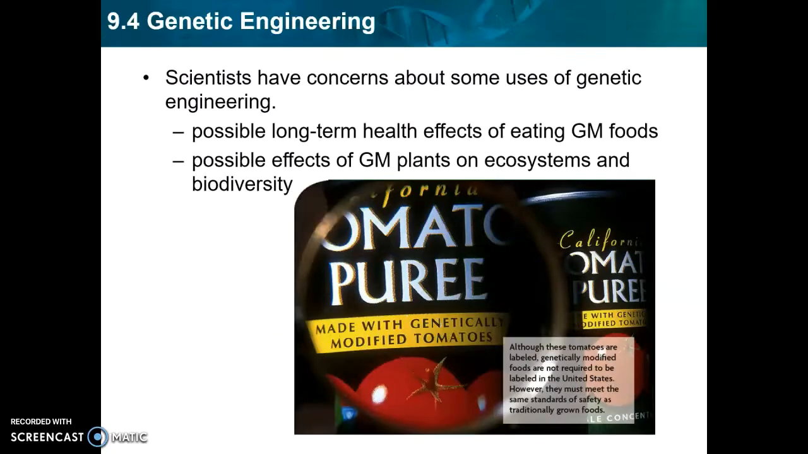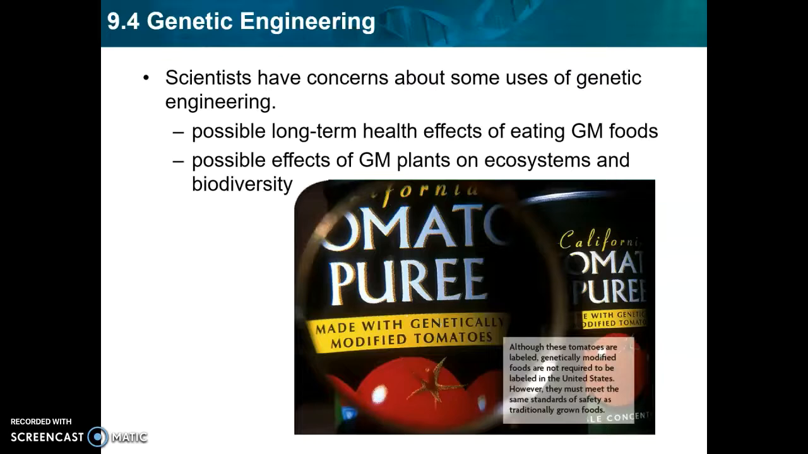There are some concerns about genetic engineering. You may have heard debate over this in the past. People might be concerned about possible long-term health effects from eating genetically modified foods. We don't really know of any health effects at the moment, but then again, as we learn more about genetically modified foods, as they become more common in our food sources, there is still much that we can learn about that.